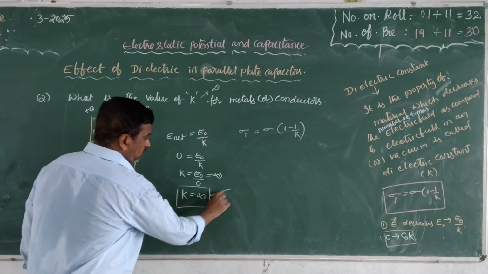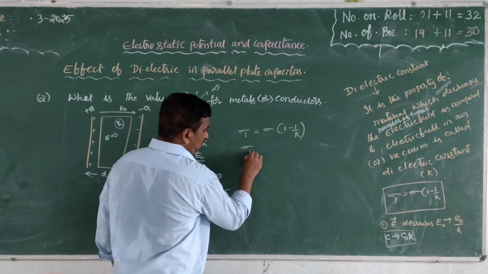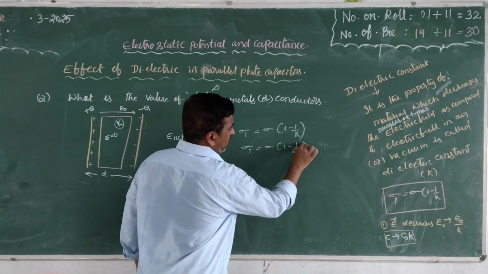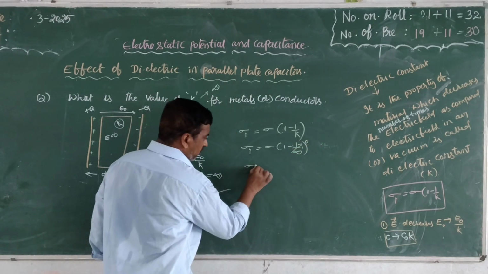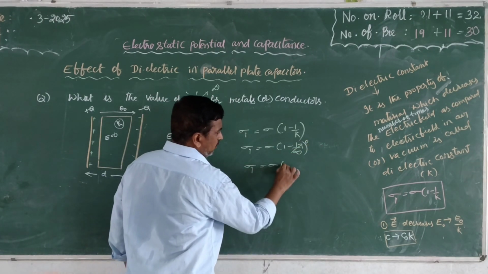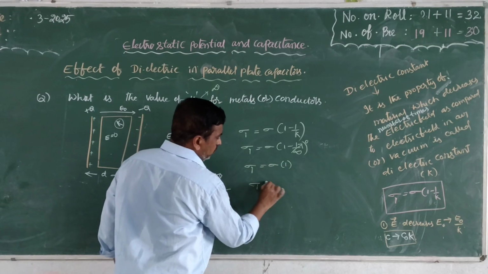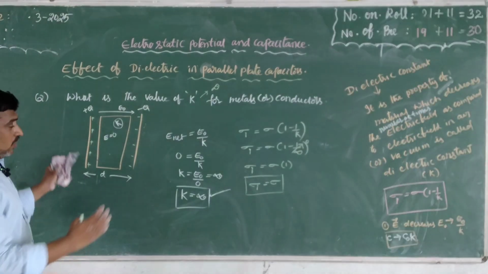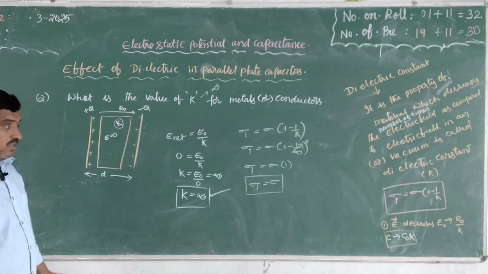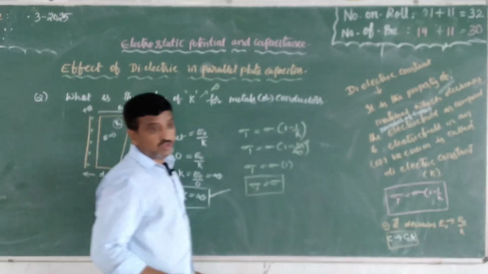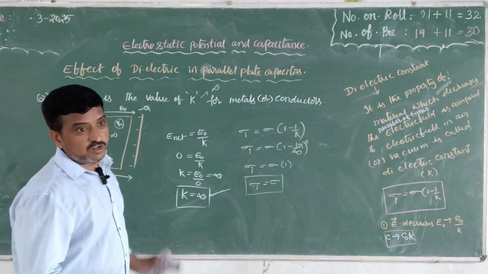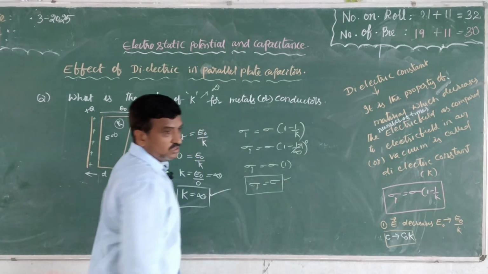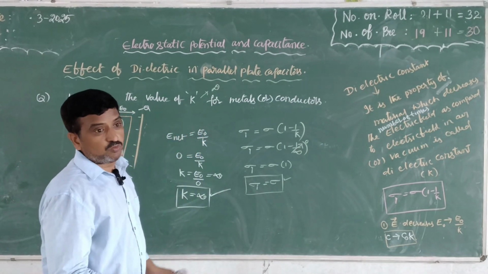What is the dielectric constant of metal? Infinity. Sigma I equals sigma into 1 minus 1 by infinity. So 1 by infinity means 0. What do we get here? Sigma I equals sigma into 1, so sigma I equals sigma. It means that as many charges as there are on the capacitor plates, that many charges develop in the conductor or metal when it is placed between the plates. So the individual surface charge density is equal to the surface charge density.